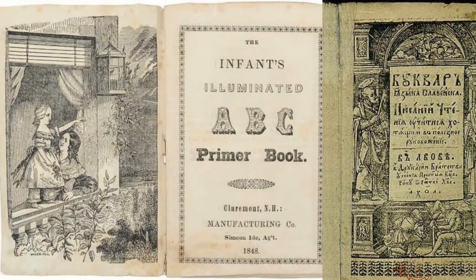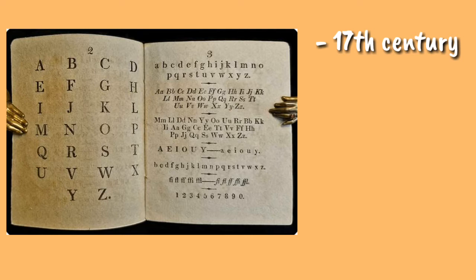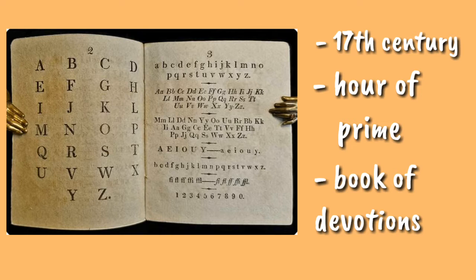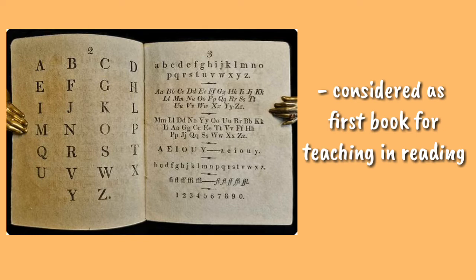As for the next type of book, we now have ABC books or primers. In the 17th century, primers were actually used at the hours of prime as the book of devotions in the Anglican Church. Then, according to an article by McConnell Ruth, primers or ABC books are considered the first books for teaching and reading.